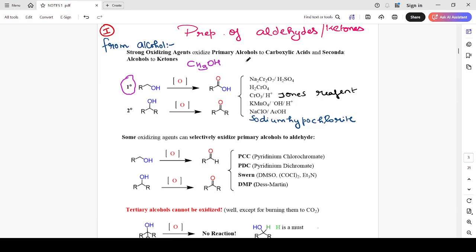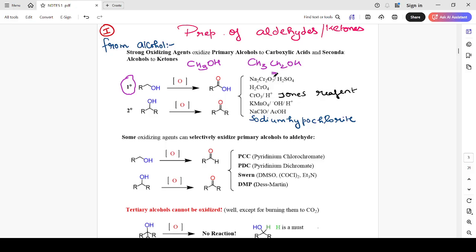Yes, ma'am. Is this a primary alcohol? Yes, ma'am. What is this? Everyone says it's a primary alcohol. Then what about this alcohol? Is this a primary alcohol? Yes, ma'am.